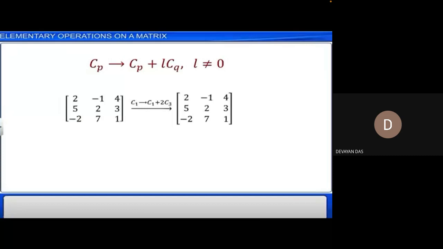Anyone? 2 will be changed to 2 plus 2 into 4. Why 4? The third column's first element is what? 4, right. Yes, sir. Divya, are you understanding? Yes, sir. So what will you get here as the first element? Sir, 10. Yes, very good. 10 we are going to get.